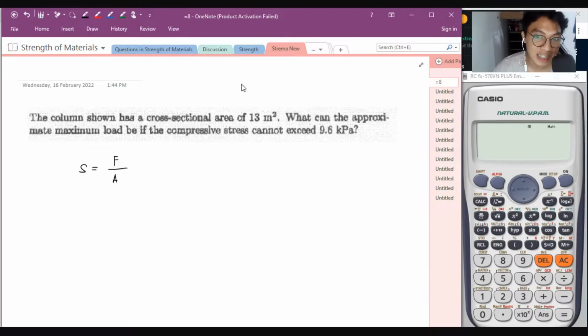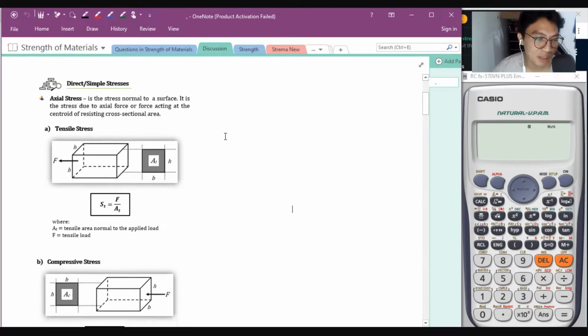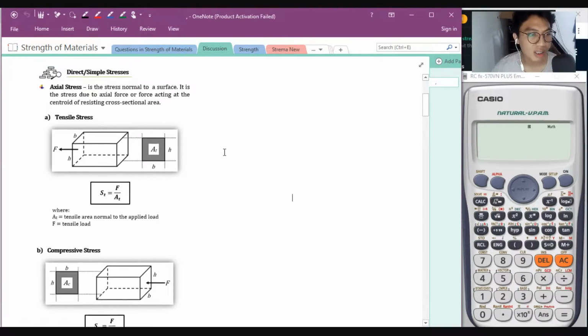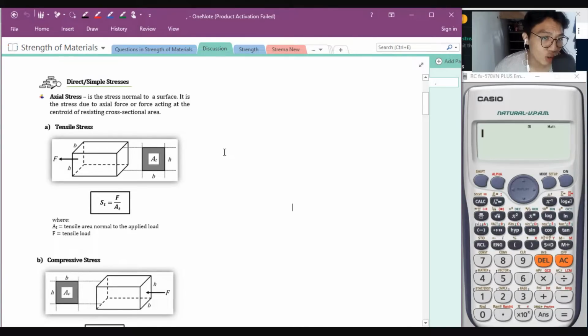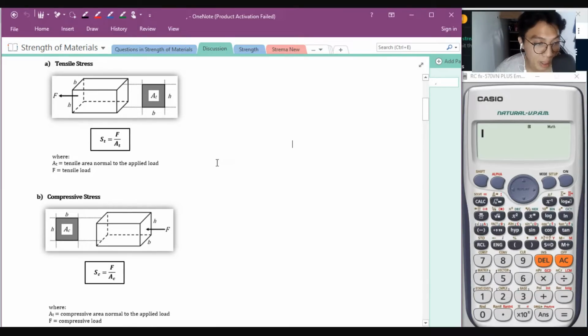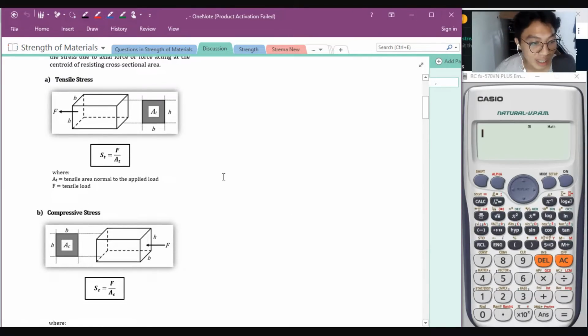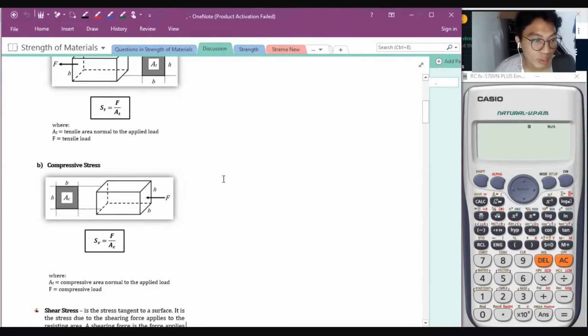So for the discussions ng strength of materials, marami tayo dyan stresses, may axial. Okay? Axial, ibig sabihin, the stress is normal to the surface. It is the stress due to axial force or force acting at the centroid of the resisting cross-sectional area. Okay? Whether be it, dalawa lang yan, tensile or compressive.